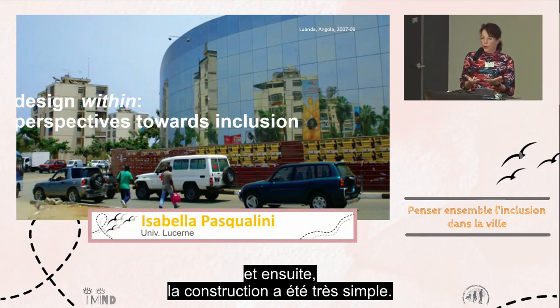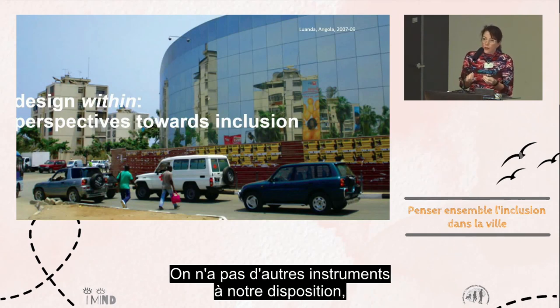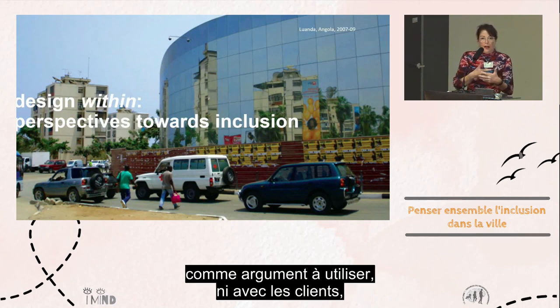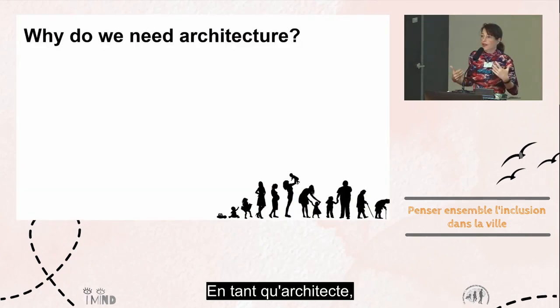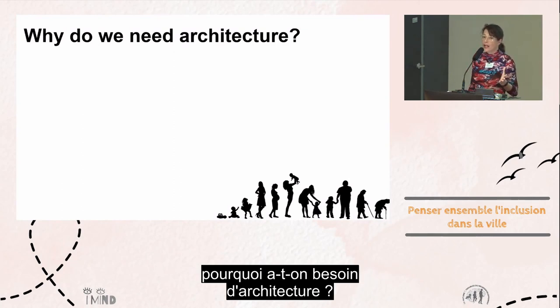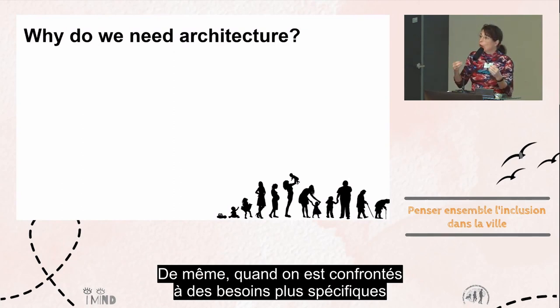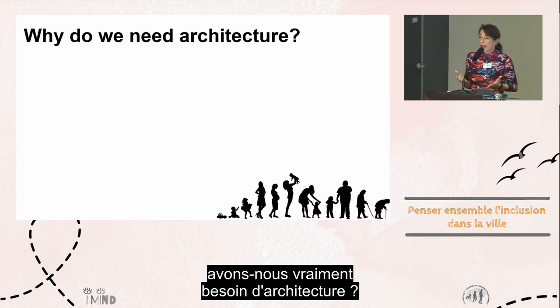And behind it, the construction was very simple. That is sometimes the least you can do as an architect. There are no other instruments that you have as an argument to use, neither with clients nor with regulations or with governance. So the question that as an architect you have to ask yourself in that situation is, why do we need architecture? And also when we're facing maybe more specific needs or health concerns, do we really need architecture?